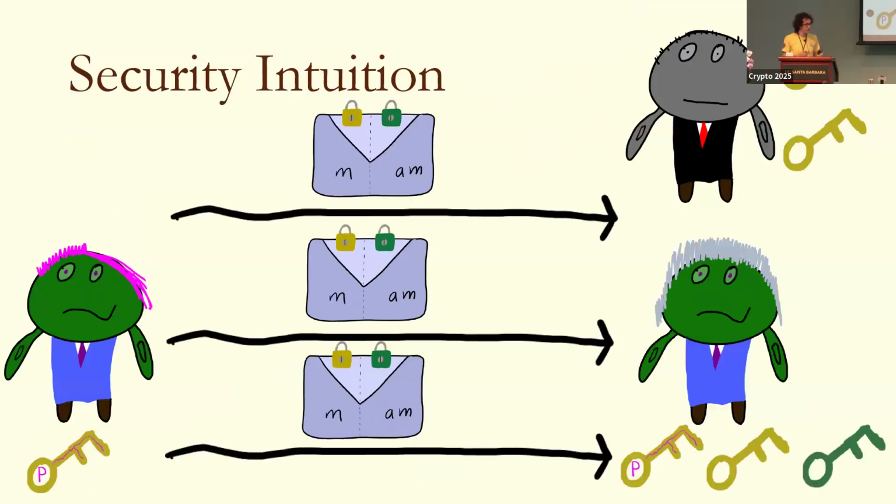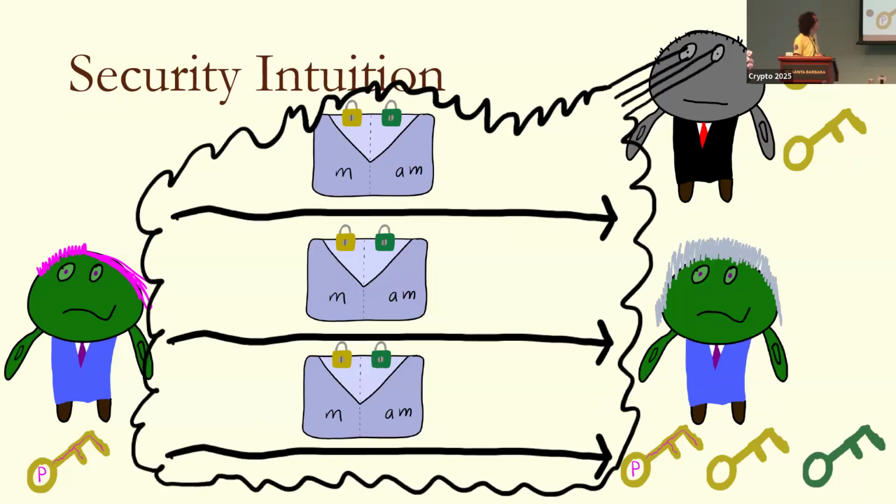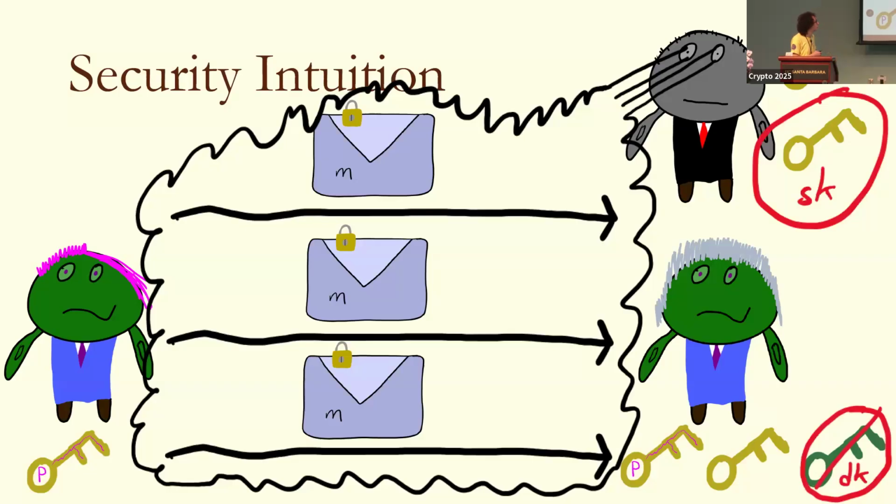So what is the intuition behind security? The intuition is that the dictator who's listening in on messages being sent from pink to gray shouldn't even be able to notice that anamorphic messages were sent at all. It should look to him like these are all just honest ciphertexts. And this should hold true even if the dictator listening in has access to the secret key and can actually decrypt all of these ciphertexts, as long as the dictator does not have access to the doubling key, the anamorphic key.